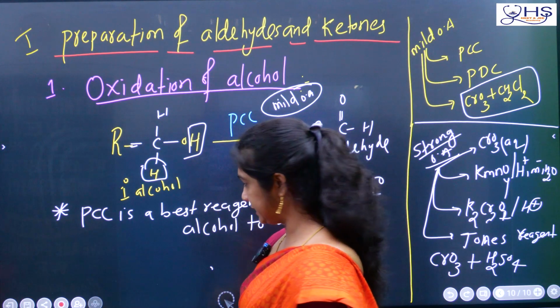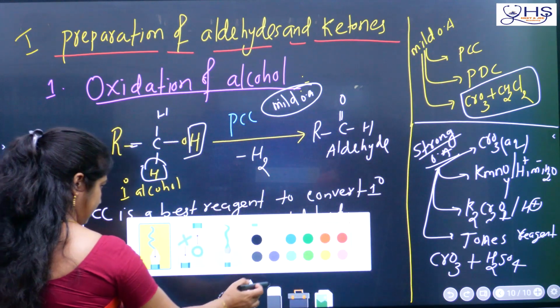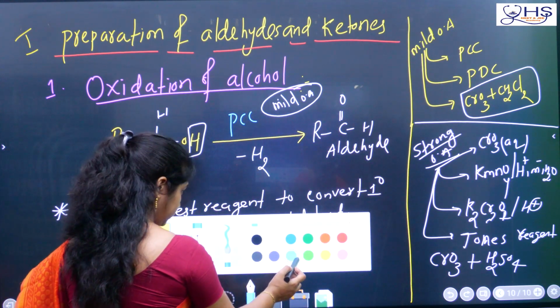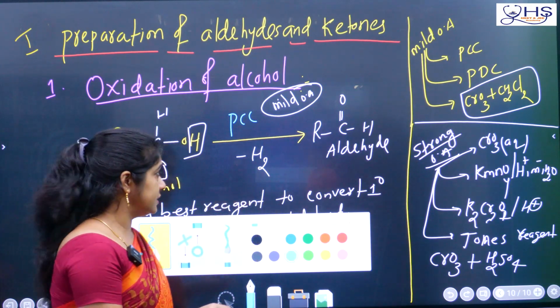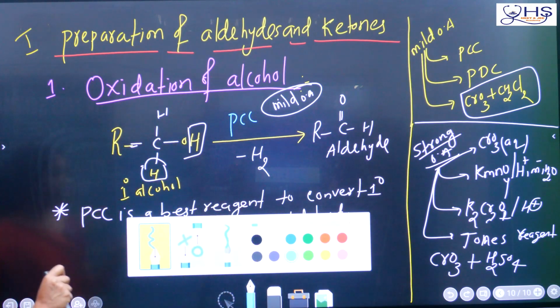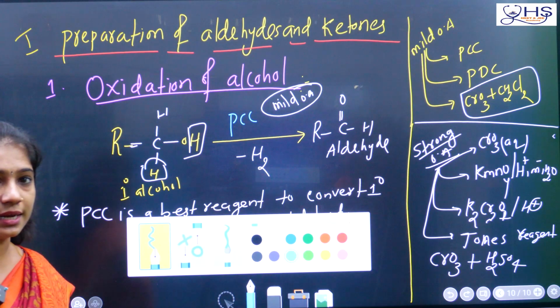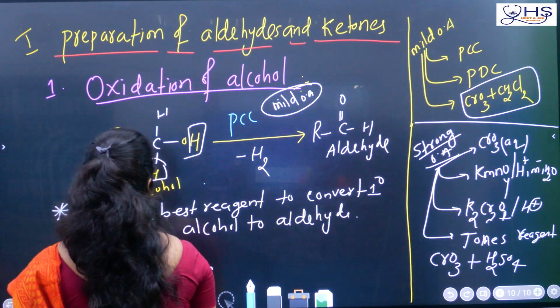Now let's check the secondary alcohol. So remember, primary alcohol on oxidation with a mild oxidizing agent, that is very important. With a mild oxidizing agent, what are we getting? We are getting aldehyde.